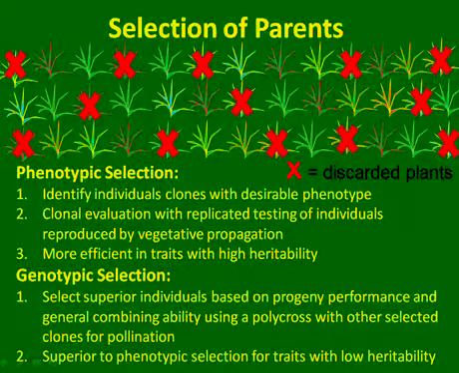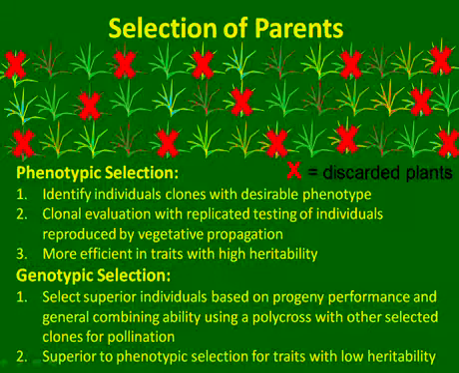In phenotypic selection, you identify individual clones with a desirable phenotype. That could be tall plants, bushy plants. Then you take those and you have a clonal evaluation with a replicated testing of individuals that are reproduced by vegetative propagation. This is a more efficient process in traits with a high heritability.